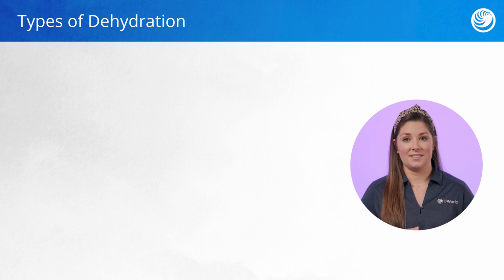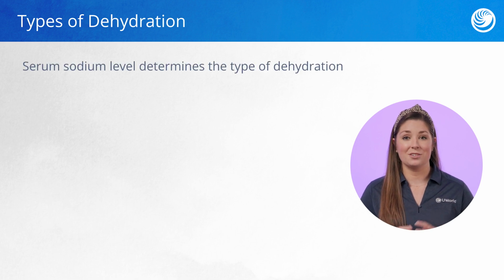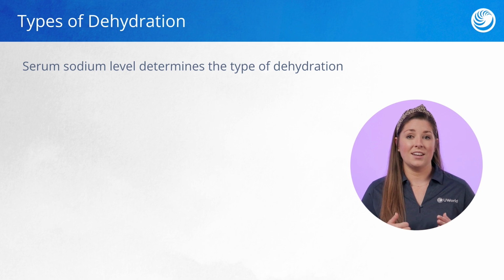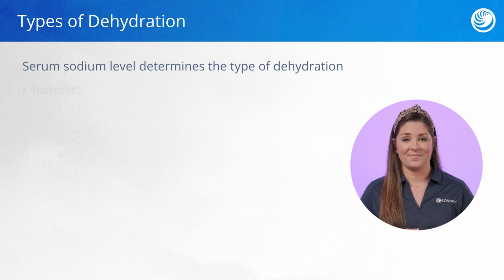So as we mentioned in the previous slide, dehydration occurs due to fluid loss as well as disruption in electrolytes. But we do need to remember that serum sodium, or the sodium that's in the bloodstream, is going to be the telltale sign of the type of dehydration we have. And just remember, water will always follow sodium.